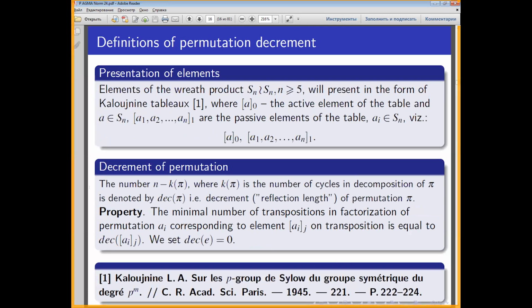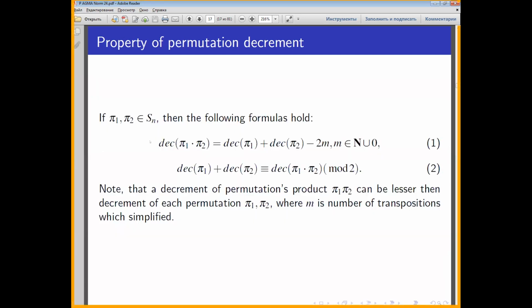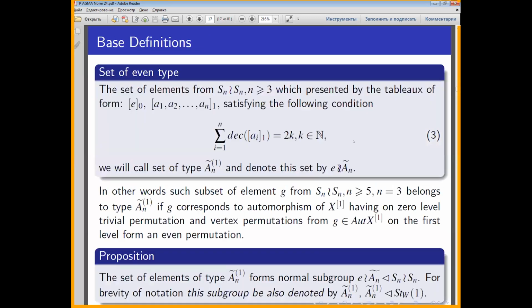Now we consider such a concept as decrement, which is the minimal number of transpositions into which permutation P can be decomposed. And we see that if the decrement is even, then the permutation is even. Such a property is characteristic for decrement. And we introduce such a set A tilde 1 n such that the first part of the collision table has the property that the sum of decrements of this level is even.